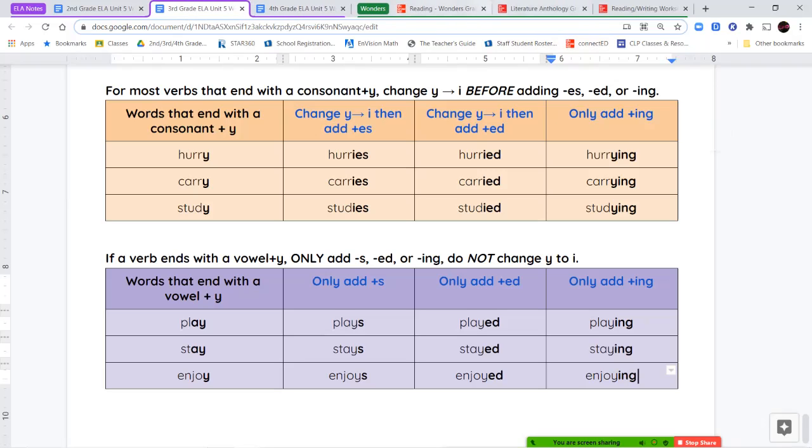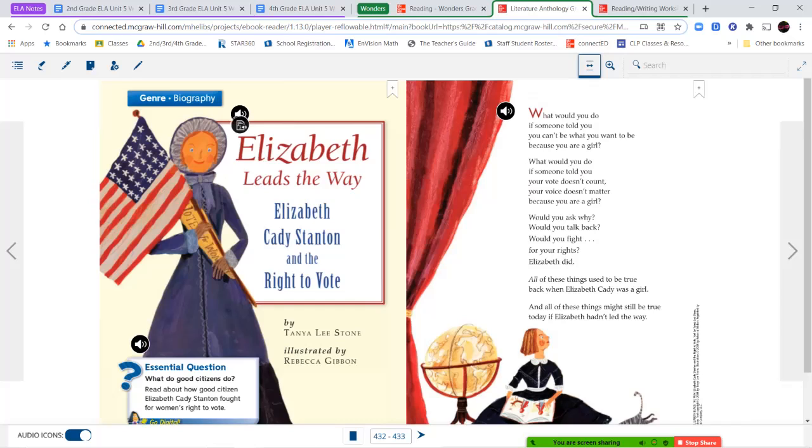All right, next let's get into our weekly stories. We're going to start with our literature anthology book, and we're going to be reading about biography. So this falls in line with the assignment that we were doing before and that some of you guys are still working on now. And we're going to read about Elizabeth Cady Stanton and her work towards getting women the right to vote.